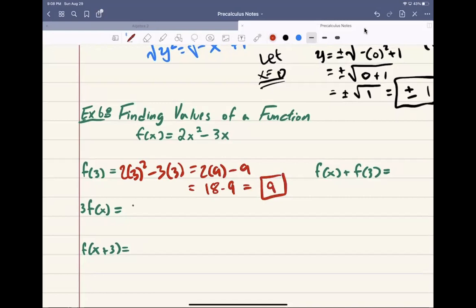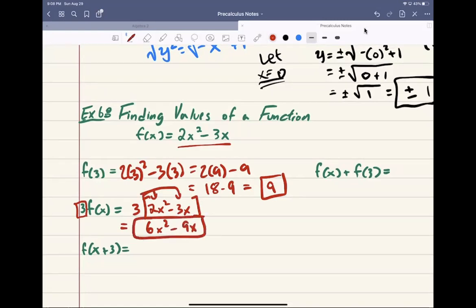You see 3 f of x? What this means is you're going to multiply 3 times f of x. What's f of x? This is f of x, so you're going to write 2x squared minus 3x. So what does that mean? That means you're going to distribute. So 2 times 3 is 6x squared, and then 3 times negative 3 is negative 9x. And that's our answer.